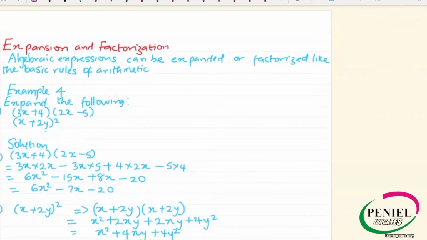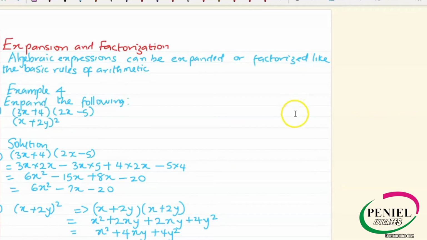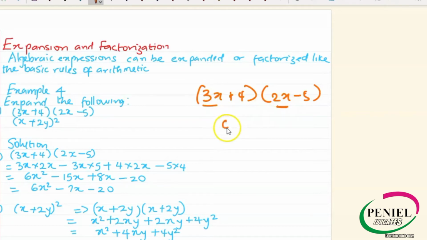All right, so let us look at expansion and factorization. So algebraic expressions can also be expanded or factorized like the basic rules of arithmetic. So it's just the normal arithmetic rules we can expand. For example, if we're given 3x plus 4 into 2x minus 5. All right, so we just do this 3x multiplied by this. Okay, it's going to give us 6x squared. You take this one again, multiply it by this, everything here. So 3x multiplied by minus 5 is going to give me minus 15x.